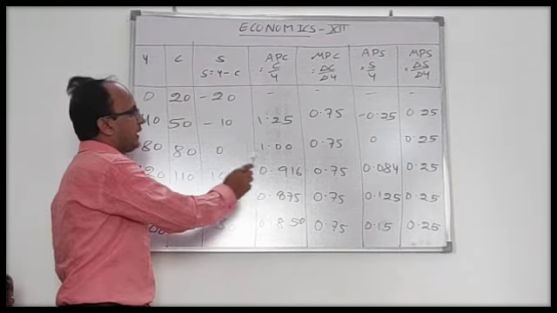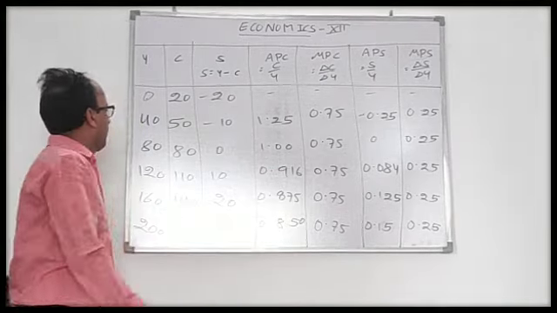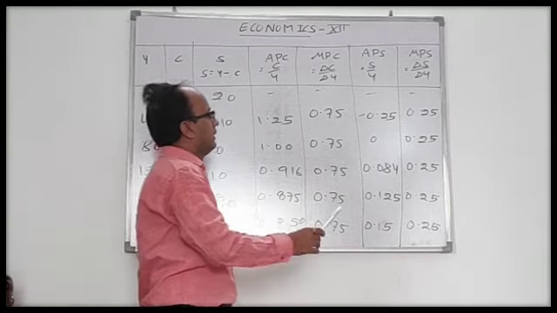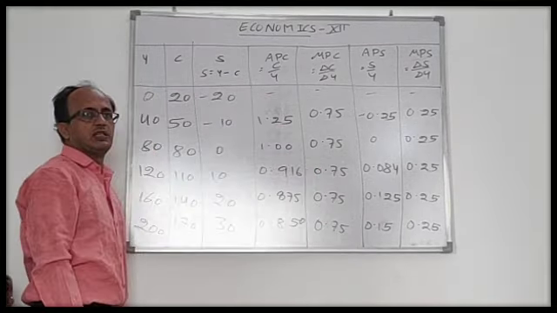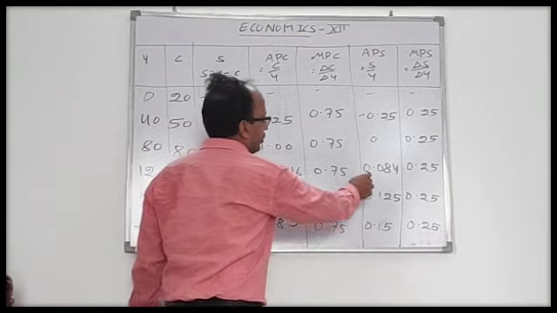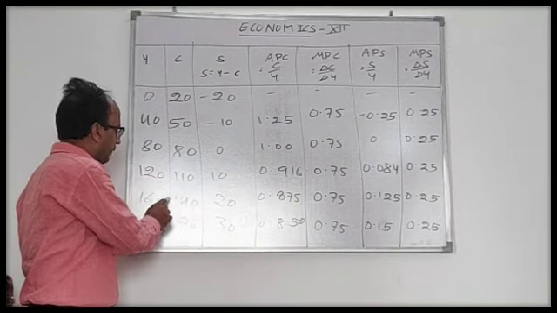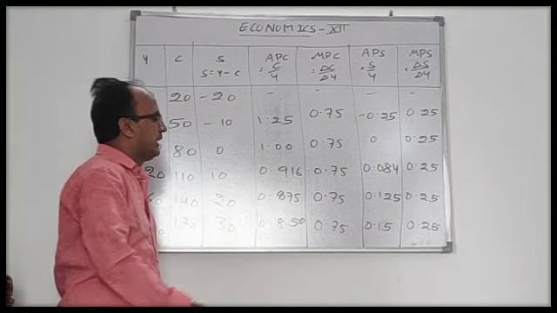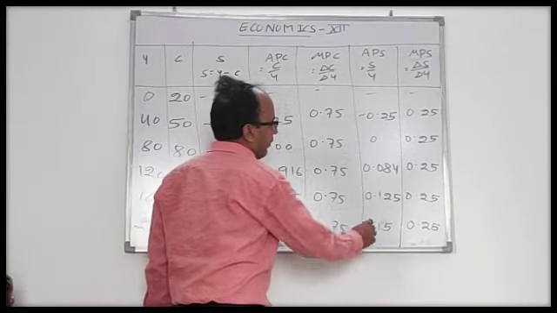Then 0 upon 80, it's 0. It's again the break-even point because at the break-even point consumption and income are equal or APC equals 1. When APC is 1, the APS is 0. Then 10 upon 120 is 0.084. Then 20 upon 160 is 0.125 and 30 upon 200 is 0.15.